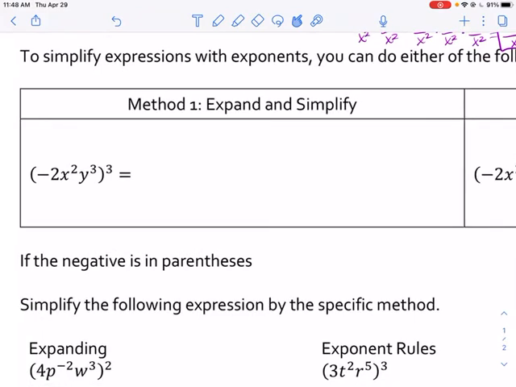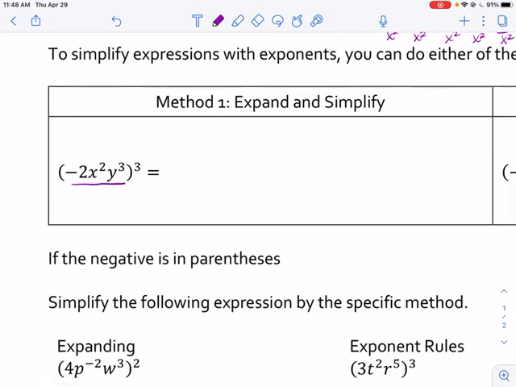So now we're going to do this where we have more than one thing within the parentheses, and we're going to figure out what else that means when we have more than one thing in the parentheses. So I'm going to take this whole thing right here, and I'm going to write it out 3 times multiplied by itself, right? So negative 2x squared y cubed times negative 2x squared y cubed times negative 2x squared y cubed.